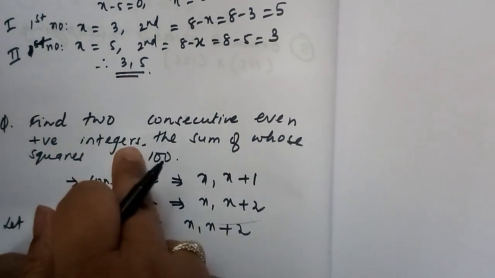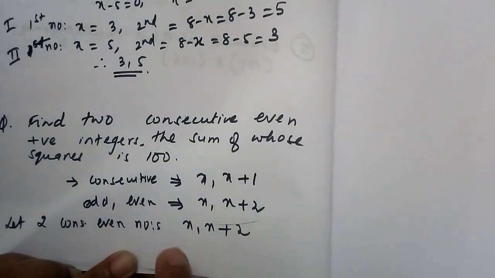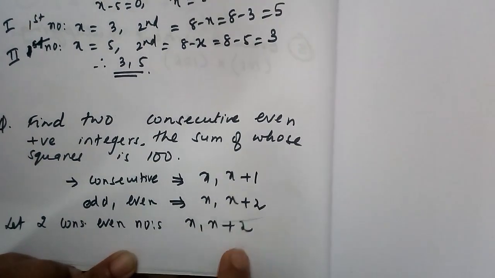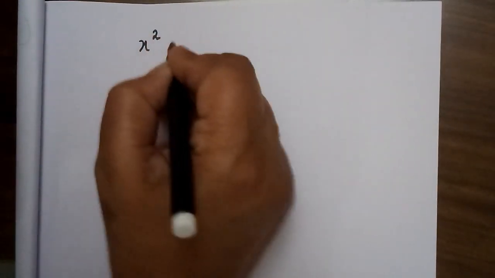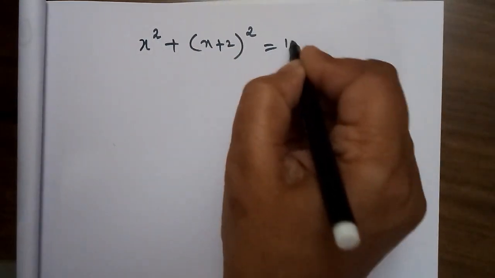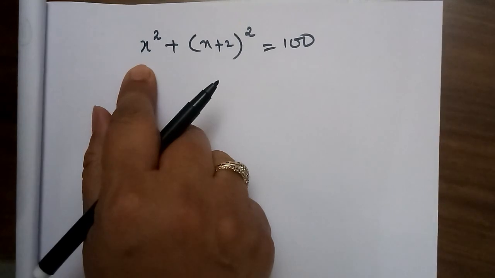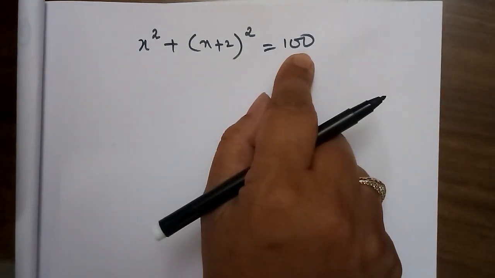So I've used the first line, I've taken them as x, x plus 2. Next it says I've taken the two numbers x and x plus 2. Now it says the sum of whose squares is 100. What it means is this. That means the sum of whose squares becomes x square plus (x plus 2) whole square equal to 100. The square of the first number plus the whole square of the second number is given as 100.